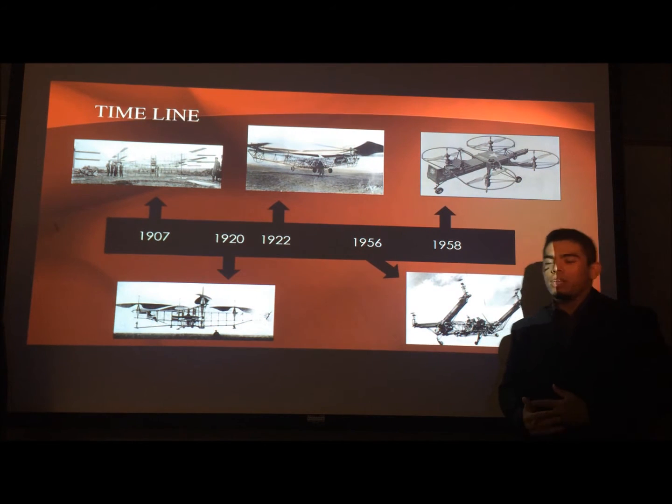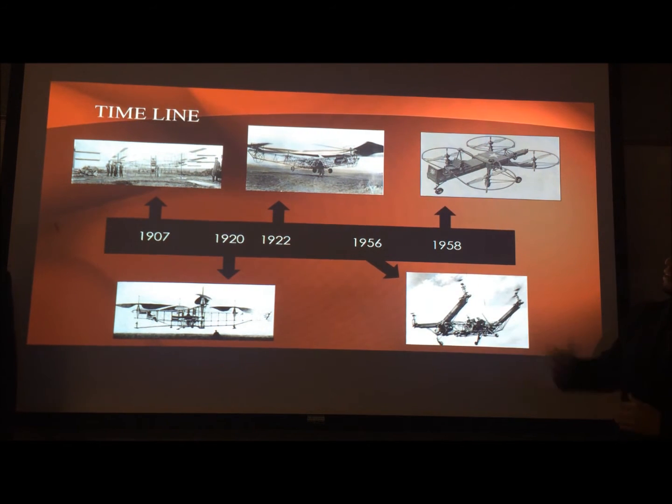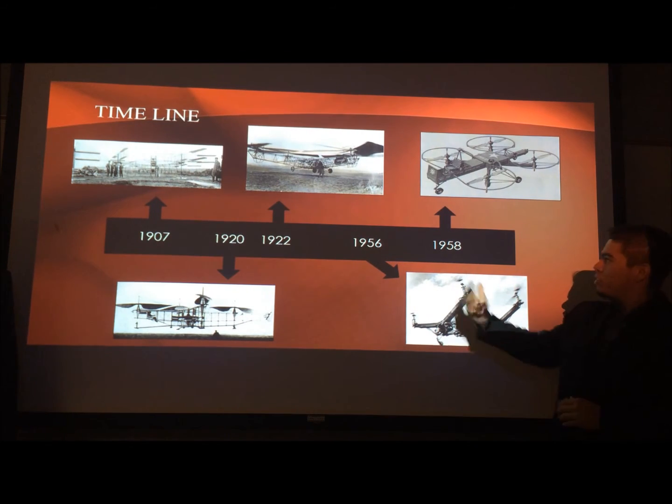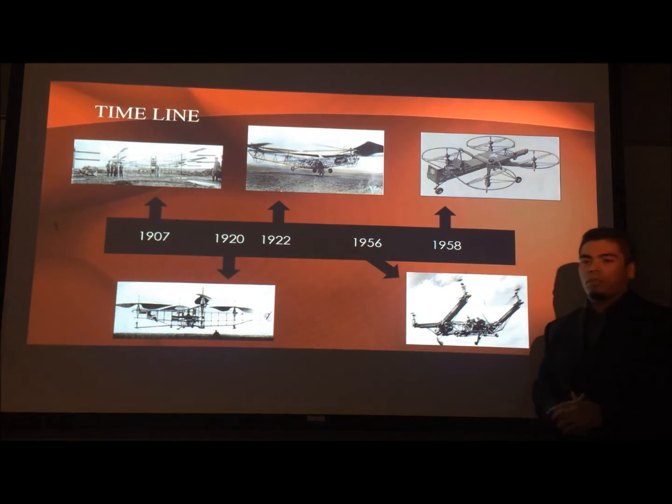Here in the timeline, we see the 5 different types of quadcopters that were developed in 1907, ranging through 1958, as mentioned in the previous slide.